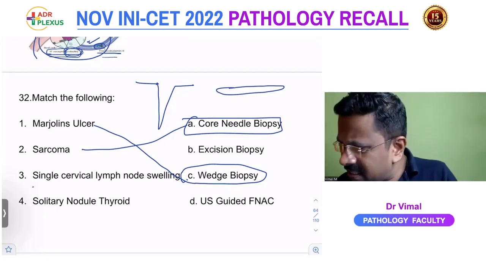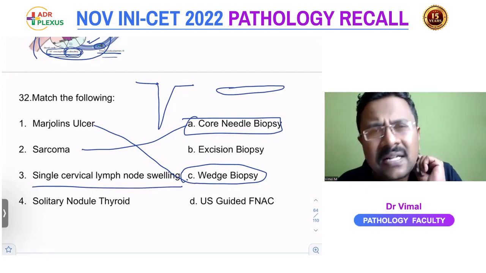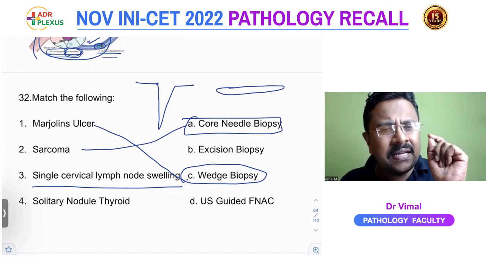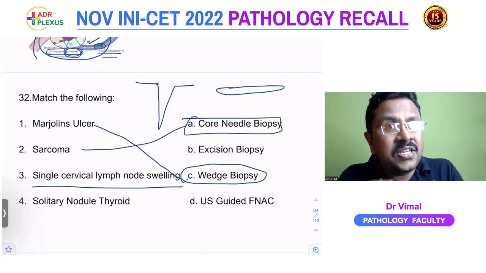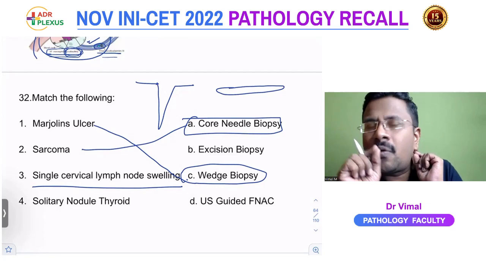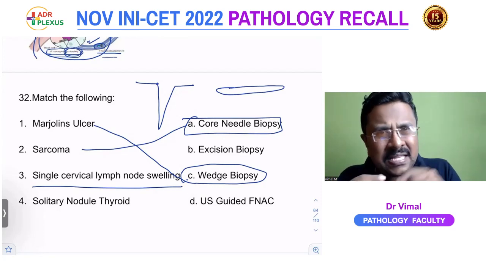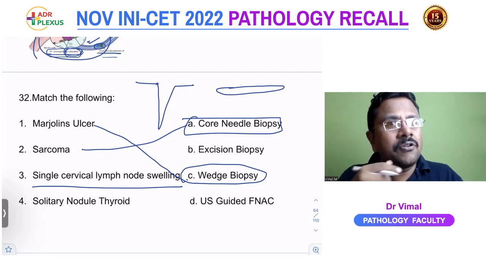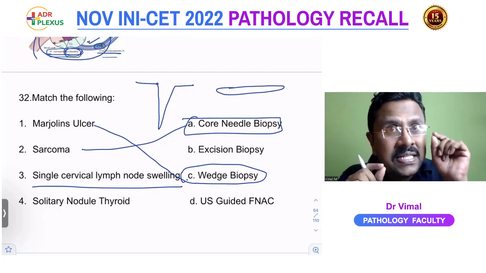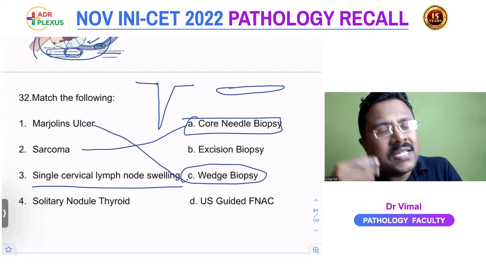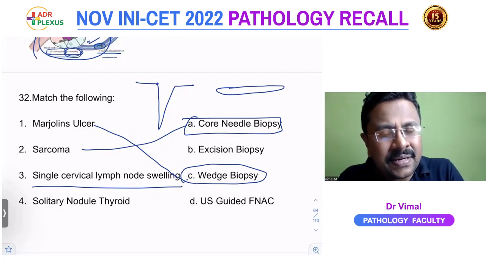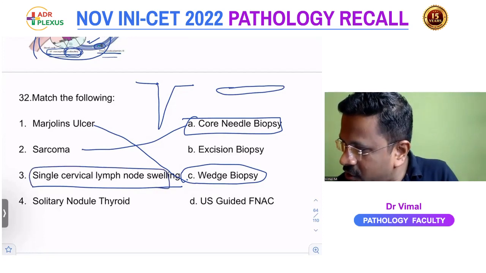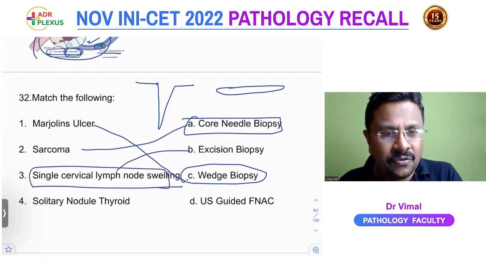If it is a single cervical lymph node swelling, of medium size, and in some cases, like very small lymph nodes, FNAC cannot be done. Usually if there are multiple or big nodes, they will be doing FNAC, but if it is a single cervical lymph node, just excise it and see it under the microscope. So excision biopsy will be the method of choice in a single cervical lymph node swelling.